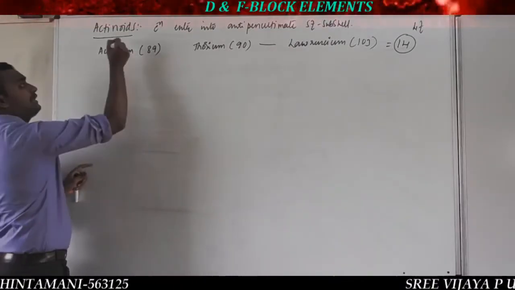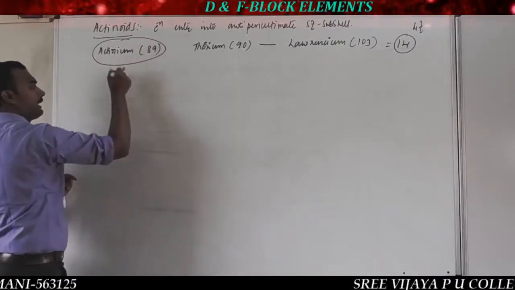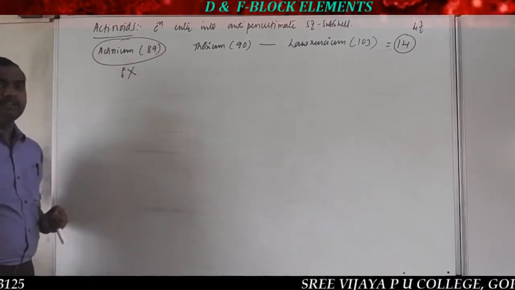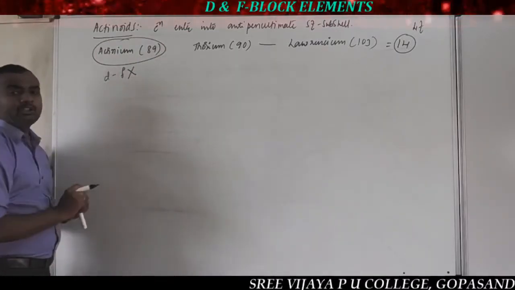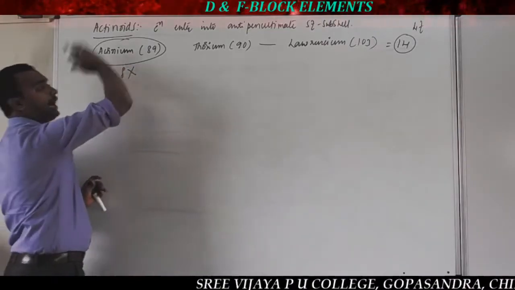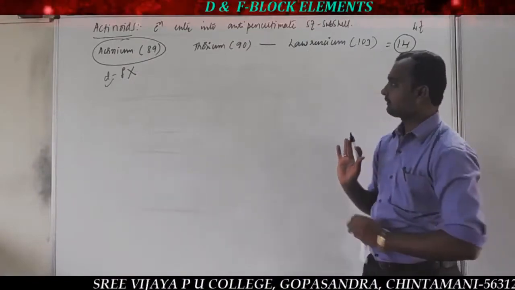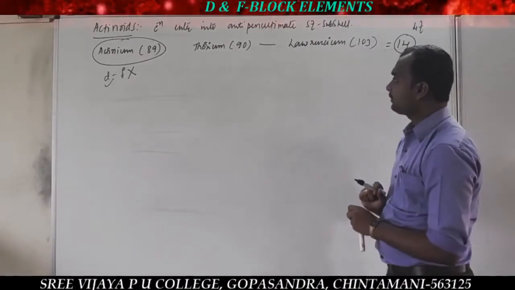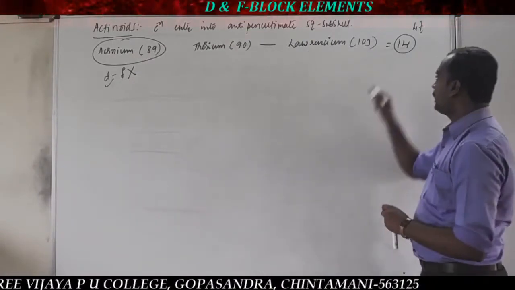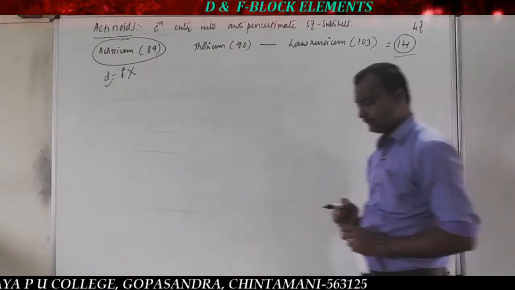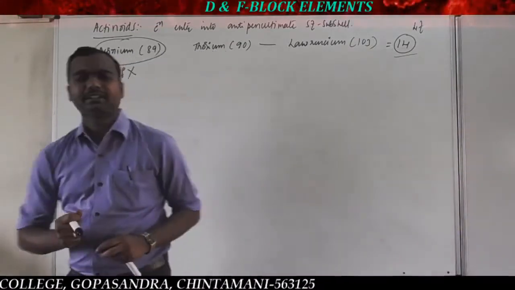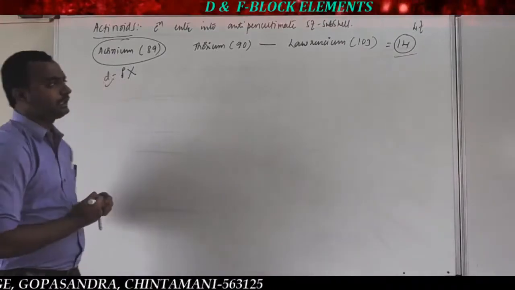Remember, actinium is not an f-block element. It is a d-block element actually. So the elements that come after actinium we call actinides, from thorium to lawrencium, atomic number 90 to 103, and the total number of actinide elements is 14. Just like the lanthanides, there are 14 elements in the actinides.